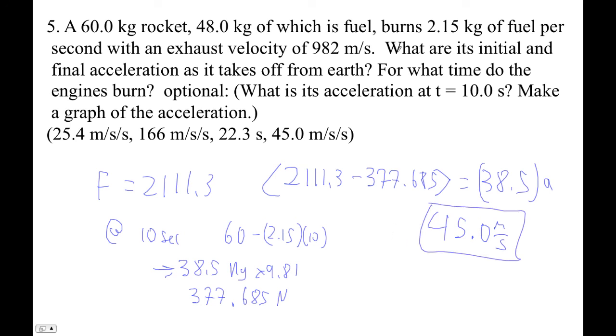Oh, let's see. For what time? Oh, we didn't answer for what time the engines burn. Oh my gosh. Let's see. If you have 48 kilograms of fuel and you burn 2.15 kilograms per second, time would be 48 divided by 2.15. We don't really have a formula for that, do we? 22.3 seconds. All right. Yay. Go team.